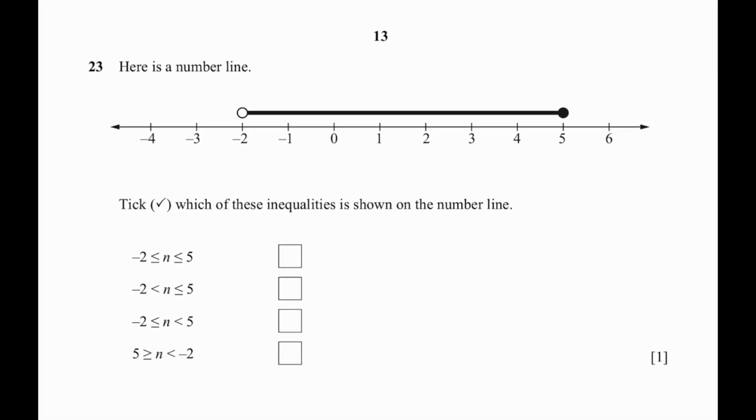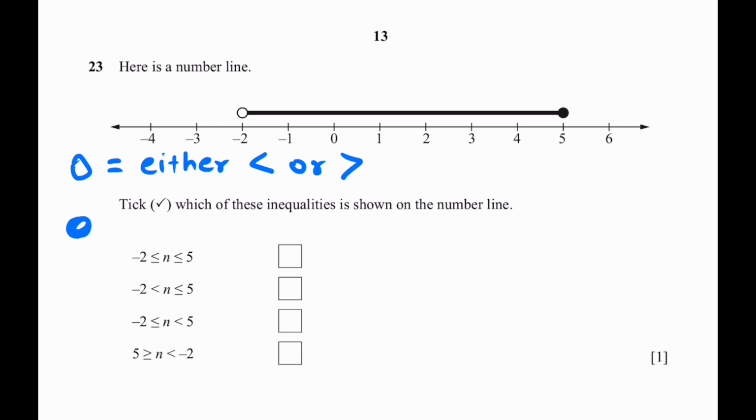Here's the number line. Tick which of these inequalities is shown on the number line. Option 1, negative 2 less than or equal to n less than or equal to 5. Option 2, negative 2 less than n less than or equal to 5. Option 3, negative 2 less than or equal to n less than 5. Option 4, 5 greater than or equal to n less than minus 2. An open circle means either a less than or greater than.